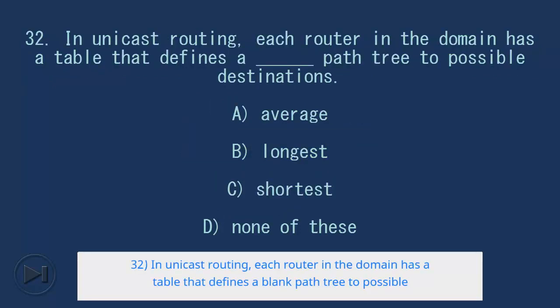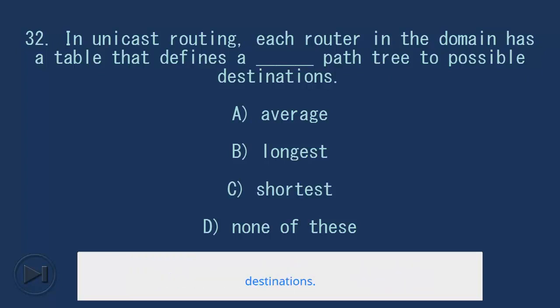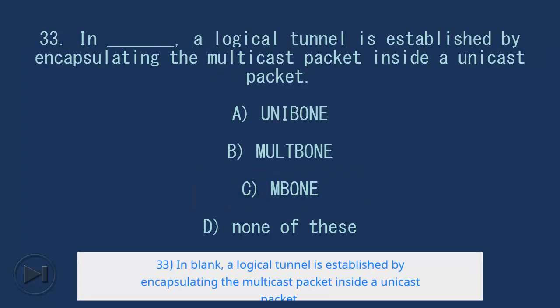32. In unicast routing, each router in the domain has a table that defines a blank path tree to possible destinations. A. Average. B. Longest. C. Shortest. D. None of these. Answer, C. Shortest.